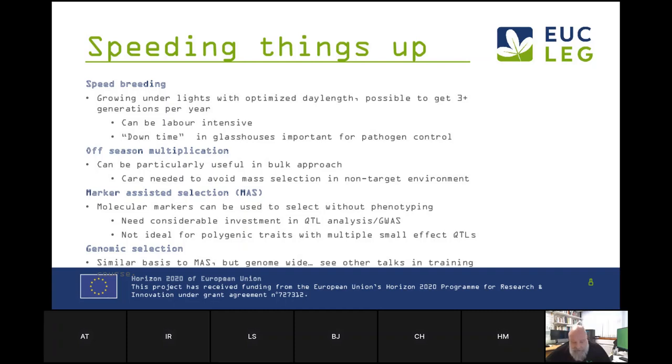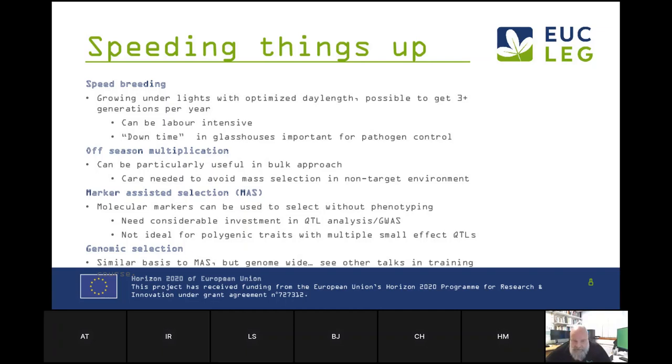But you end up with glasshouses running at full capacity for 12 months a year often, which is perfect conditions for pathogens and pests to propagate. Some downtime in glasshouse use is very helpful for controlling pests and pathogens.